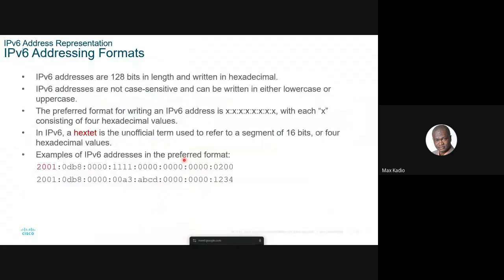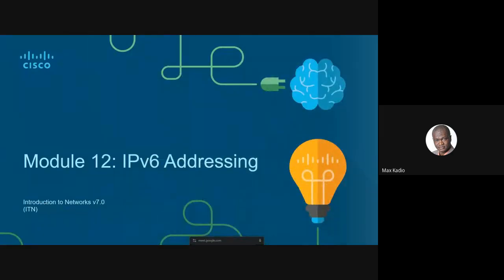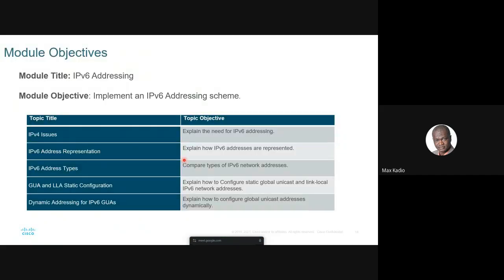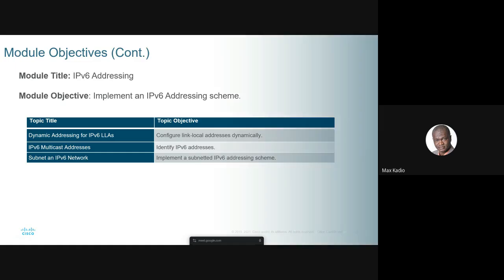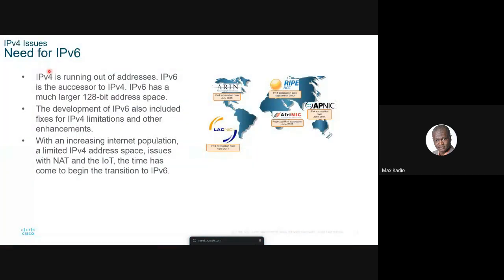So for those who joined late, we're doing IPv6. IPv4 is almost finished. That's why we are creating IPv6 to be used. And we'll see how it's represented, some types, and a few configs. That's all. I give you what is most important. In Packet Tracer, we give too much info, it's confusing. So IPv4 is almost finished, that's why IPv6 has been created.